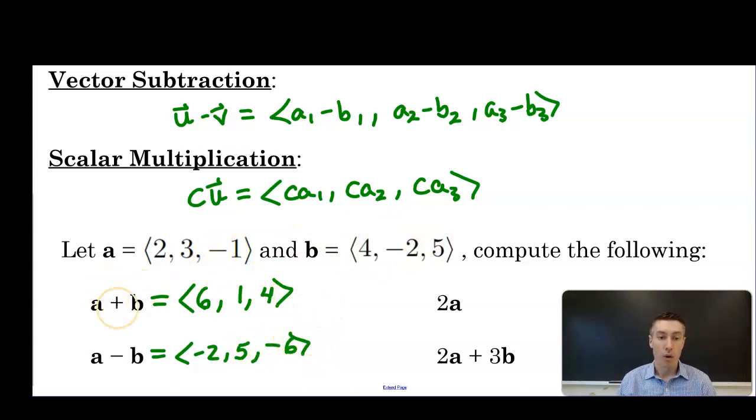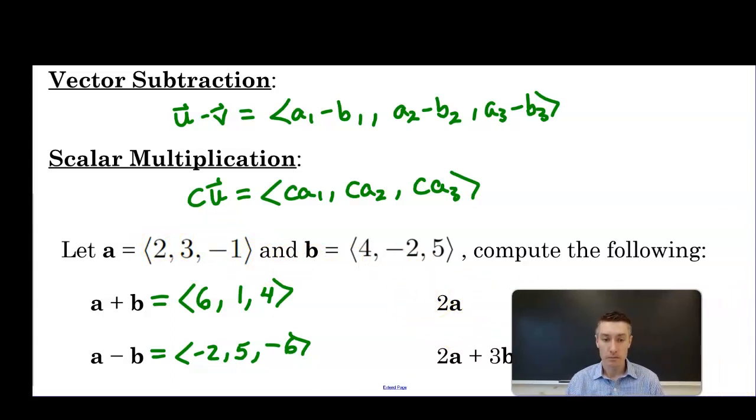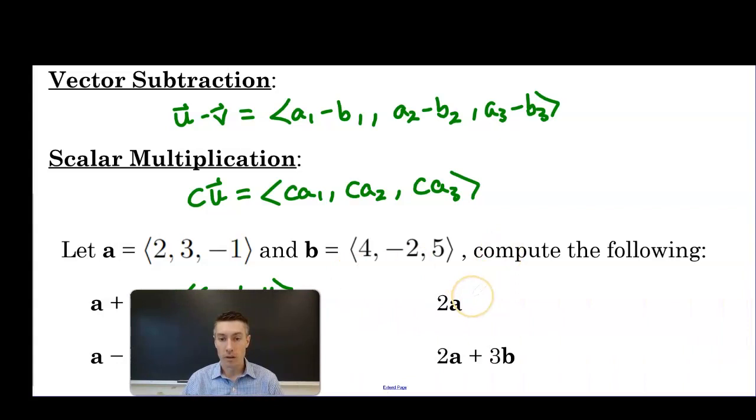So notice we can only add and subtract vectors in the same dimension. Right? We cannot add a two-dimensional vector to a three-dimensional vector, since there wouldn't be like components for both vectors. And then some scalar multiplication, 2a. So we're going to multiply each component of a by 2. So that'll be 2 times 2, which is 4. 2 times 3, which is 6. 2 times negative 1, which is negative 2.